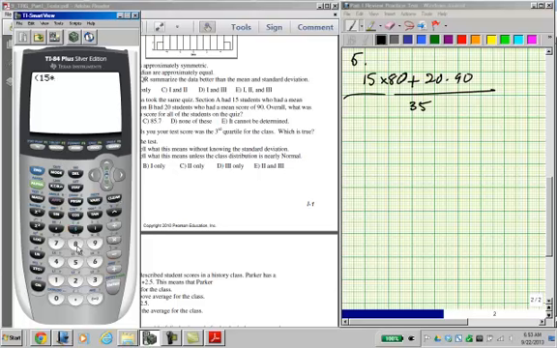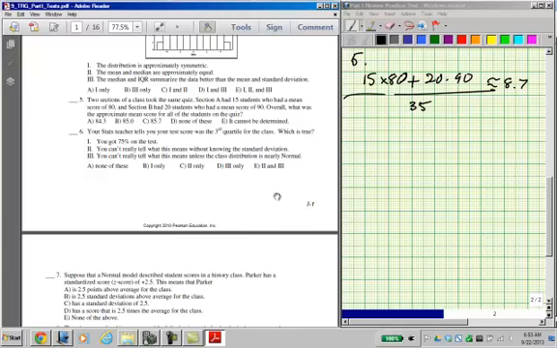15 times 80 plus 20 times 90. Notice I put this in parentheses because the whole thing is the numerator. Divide by 35. Okay, and I get it's approximately equal to 85.7. So we go here and C, 85.7 is the right answer.